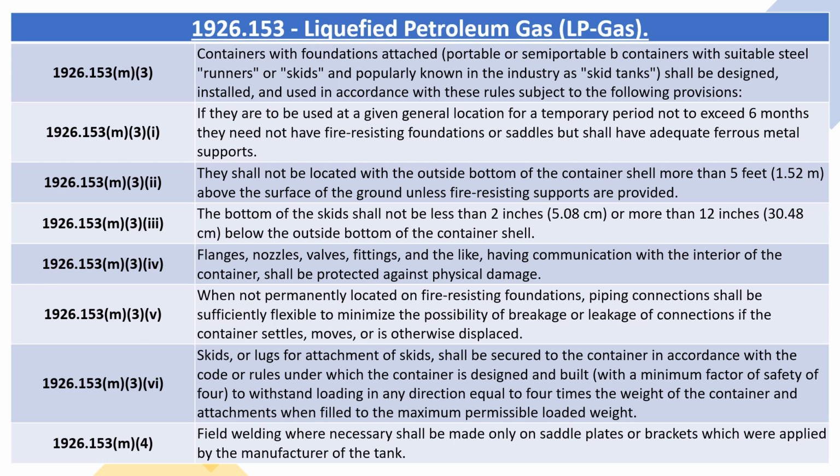1926.153(m)(3)(vi) Skids, or lugs for attachment of skids, shall be secured to the container in accordance with the code or rules under which the container is designed and built, with a minimum factor of safety of 4, to withstand loading in any direction equal to 4 times the weight of the container and attachments when filled to the maximum permissible loaded weight. 1926.153(m)(4) Field welding where necessary shall be made only on saddle plates or brackets which were applied by the manufacturer of the tank.